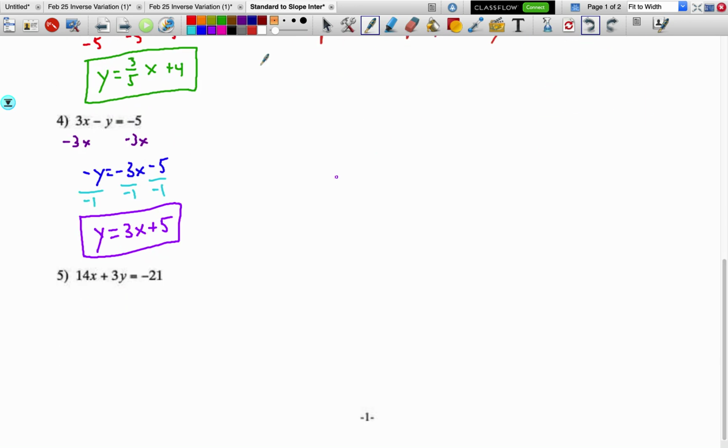All right, last one. So subtract 14x from both sides, putting it in front of the negative 21. I get 3y equals negative 14x minus 21. And I'm going to divide every term by 3. Okay, this fraction can't be simplified at all, but I can bring the x out in front. So I get y equals negative 14 over 3x, and negative 21 divided by 3 is a negative 7.